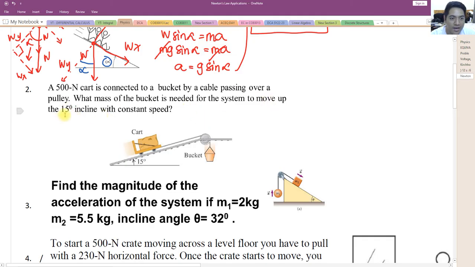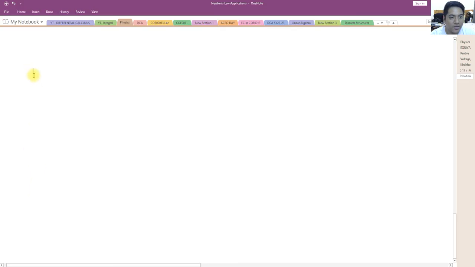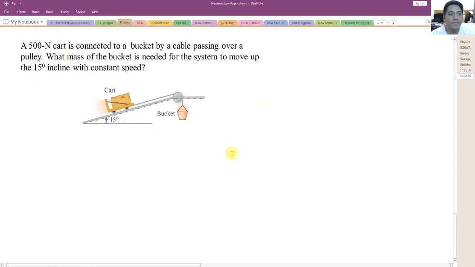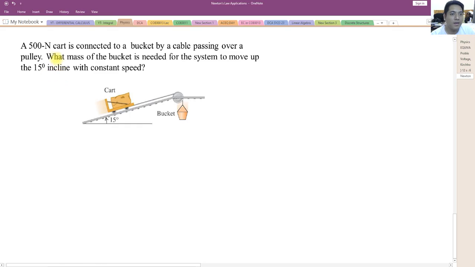Okay, the incline 15 degrees with constant speed. So I'm going to copy these first two images so that we'll have another space for solving this problem number 2. Okay, so the first thing that we're going to do here is to take note of the following. We have two objects here that we can draw a free body diagram for.